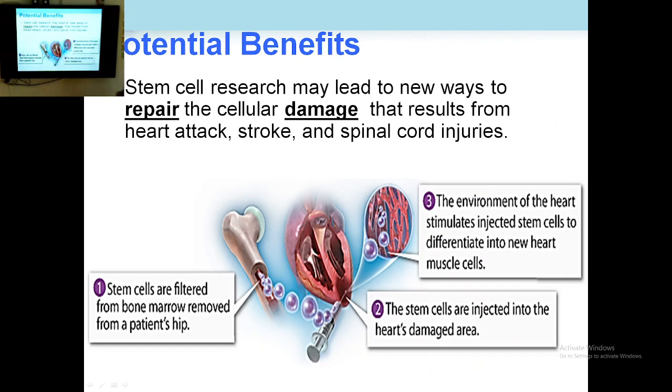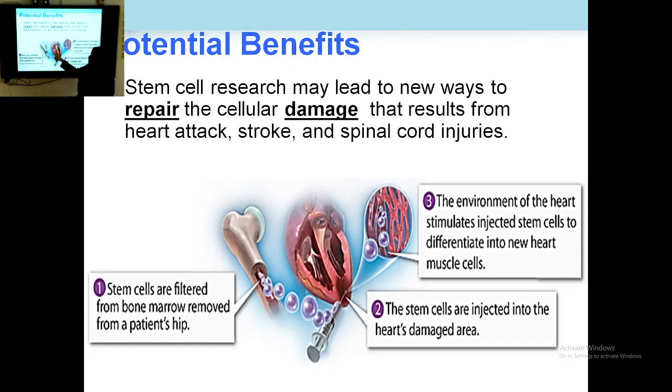Stem cell research may lead to new ways of repairing cellular damage. So the cells that are damaged, we can treat with stem cells, okay? Stem cell technology is a great technology that could help people to repair damaged tissue. Sometimes the damage that results from heart attack, stroke, and spinal cord injuries can be treated by this technology. So this is a good technology.